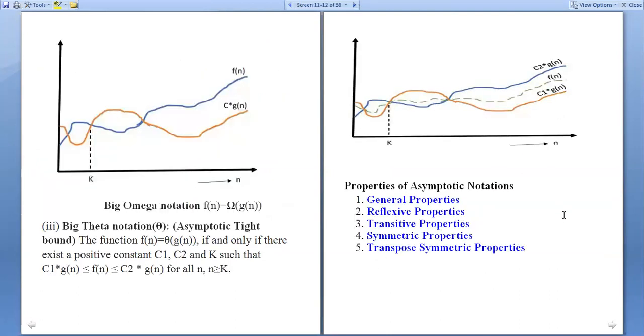Now consider the properties of these three notations. We have general properties, reflexive properties, transitive properties, symmetric properties, transpose symmetric properties. Already you learned about the concept of these properties in our discrete mathematics subject: reflexive, transitive, symmetric. So now we will see what these properties are for the asymptotic notations, that is big O, omega, theta.